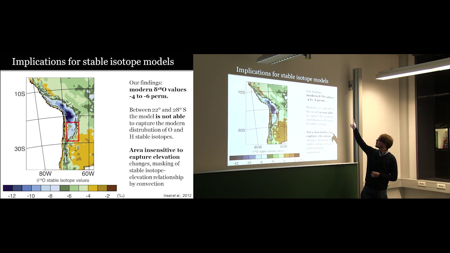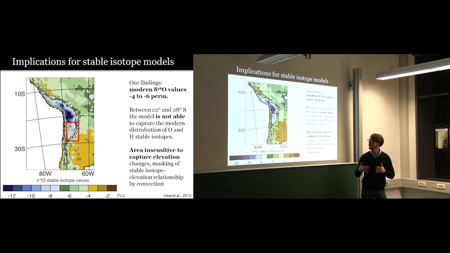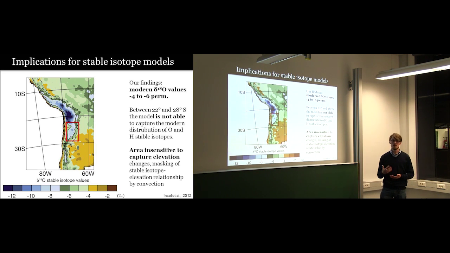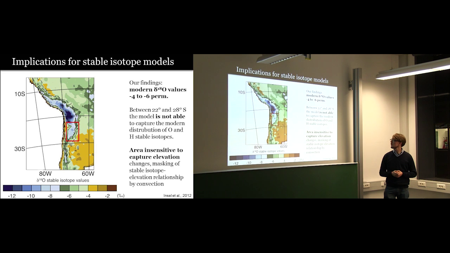In general, all these models don't capture these kind of regional atmospheric convection occurring in these areas. This really shows that these models need higher resolution to capture these events, and that the model runs improve if the resolution is higher, and that these kinds of inversion settings are captured by these modeling exercises. So the area is insensitive to capture elevation changes.